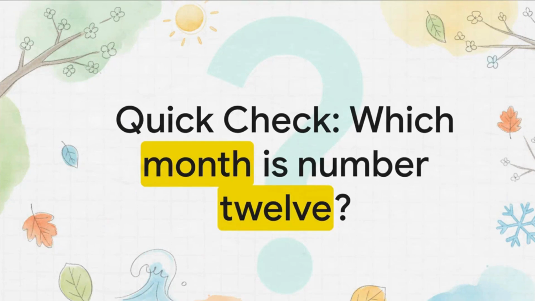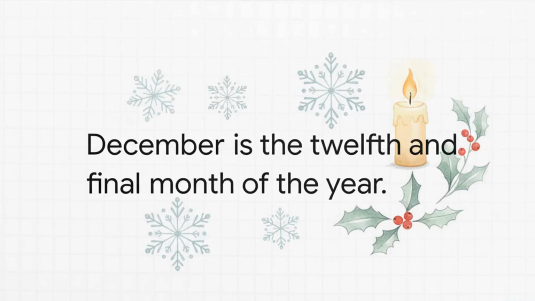Okay, one last quick check. The grand finale of the calendar. Which month is number 12? Of course it is! December, the end of the line, completing the whole cycle.